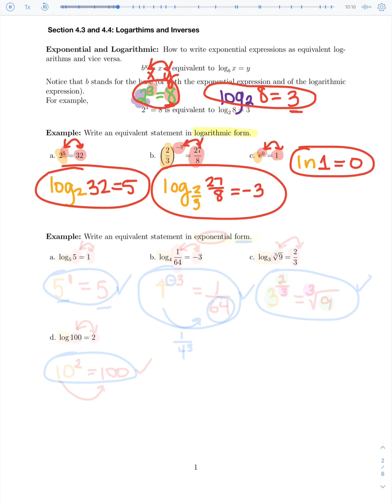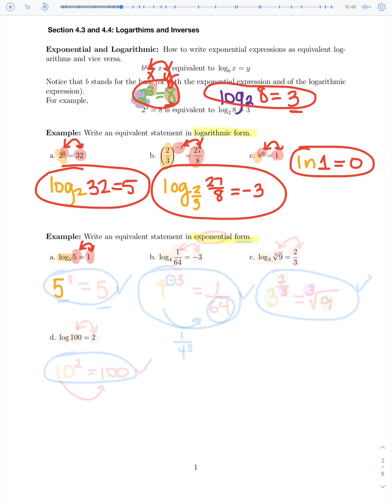Now let's do the reverse. We're going to take a logarithm and write it as an exponential. We're still going to do the same thing. We're going to use our rules for inverses though. So if we have, like we do on this first one, a log base 5, we're going to rewrite it as an exponential base 5. But just like before, we're still dealing with inverses. We have to swap the x and the y, the other two numbers.